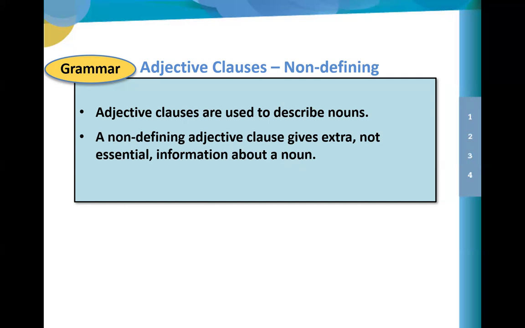So this clause, we can omit this clause and put it in another sentence, okay? It's not essential for the meaning of the main sentence or the sentence we are talking about. The adjective clause is separated with commas because we can omit them or delete them, okay?